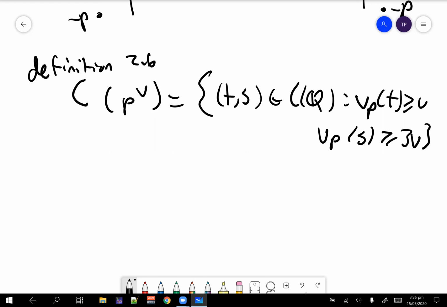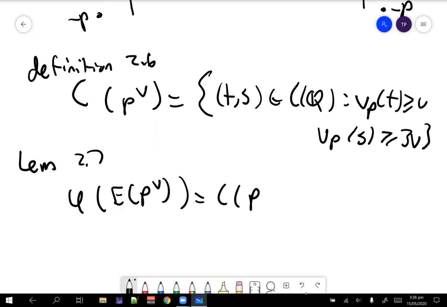And why do we define it like that? Well, lemma 2.7 tells us that phi of the thing is equal to the other. So that means to show that the one is a group, we only need to show that the other is a group, since phi is birational, so it goes both ways.